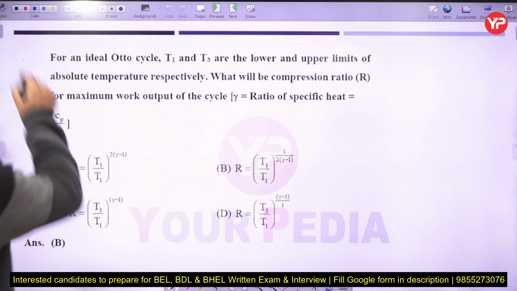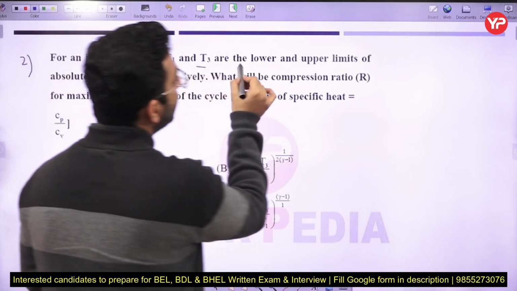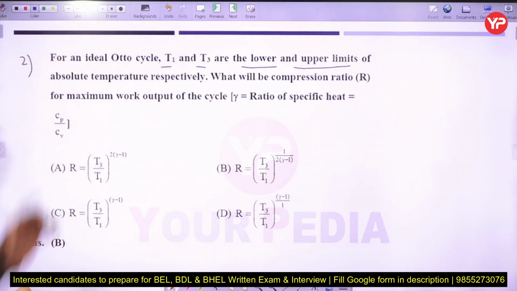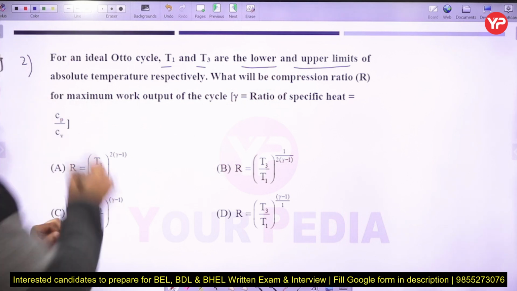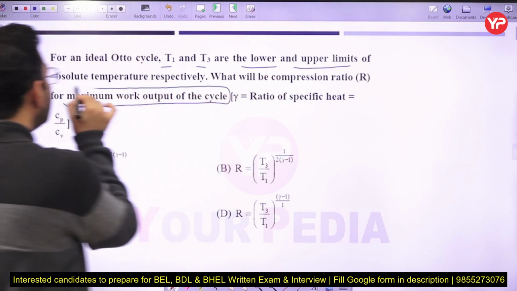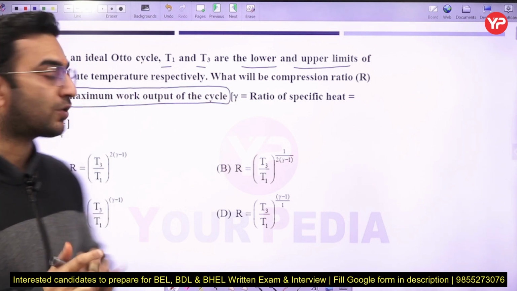The second question is, for an ideal Otto cycle, T1 and T3 are representing the lower and the upper limits of the cycle. What will be the compression ratio R for the maximum work output for this cycle? So here we have to calculate the value of the compression ratio for maximum work output. How do you proceed in this question?